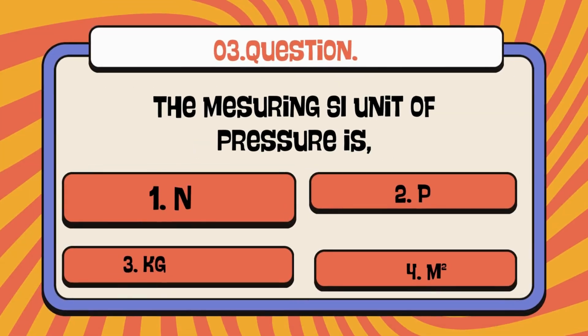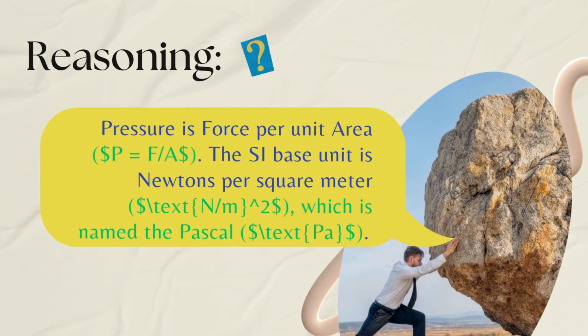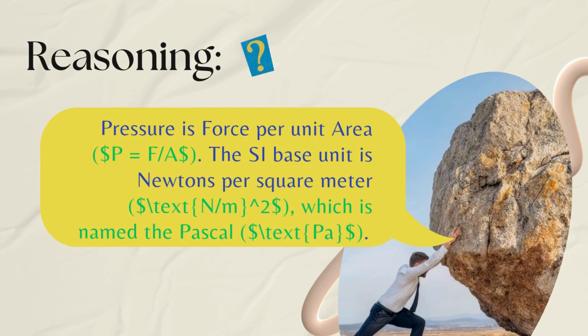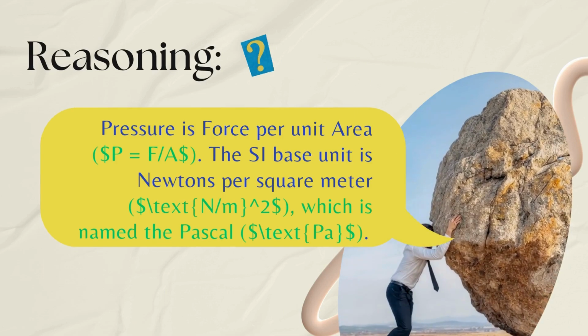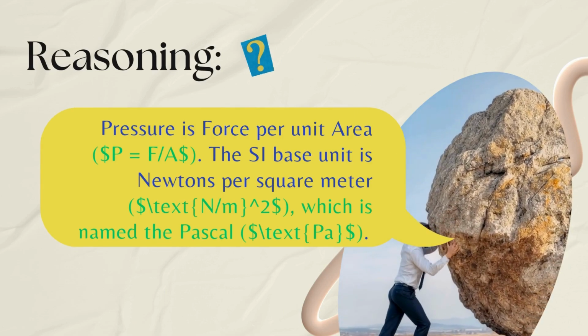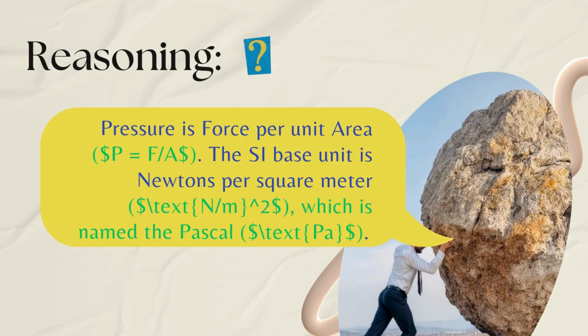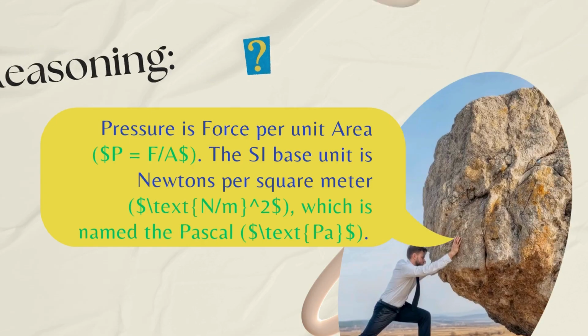Measurement and units. The SI unit of pressure is N, P, kg, m squared? Answer: 2. Pascal. Reasoning: pressure is force per unit area, P equals F divided by A. The SI base unit is newtons per square meter, N per meter squared, which is named the Pascal, Pa.